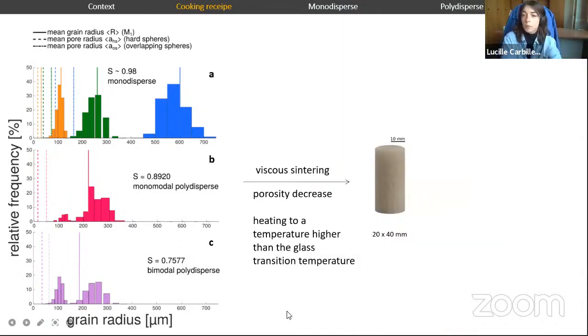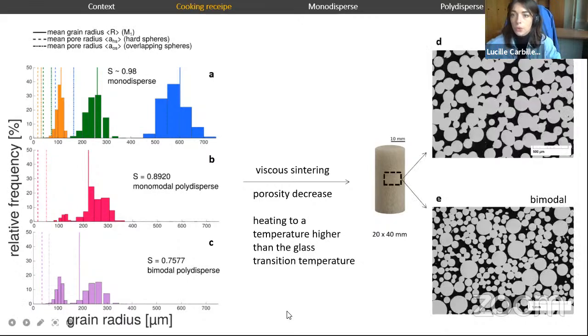So these samples that we use then in the laboratory usually have the dimensions 20 by 40 millimeters with known microstructural attributes. And we also did a little investigation of their intact microstructure, which you can see on the right here.